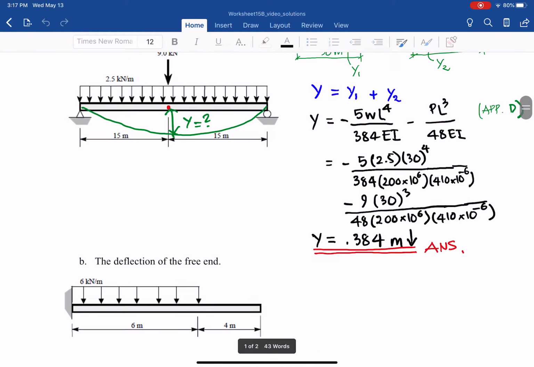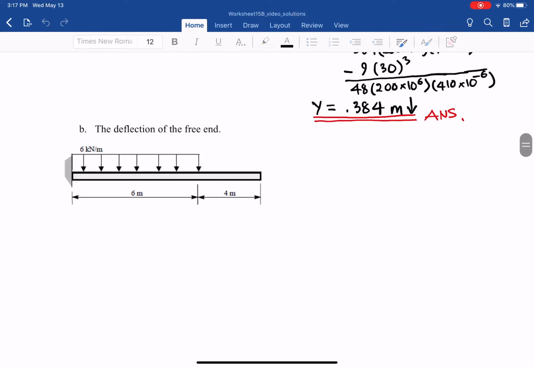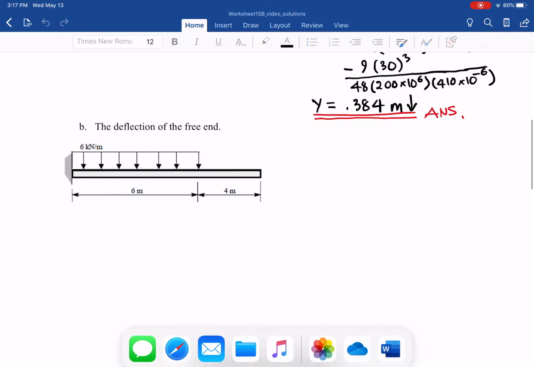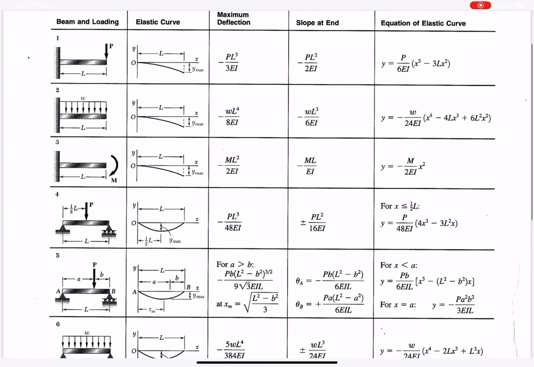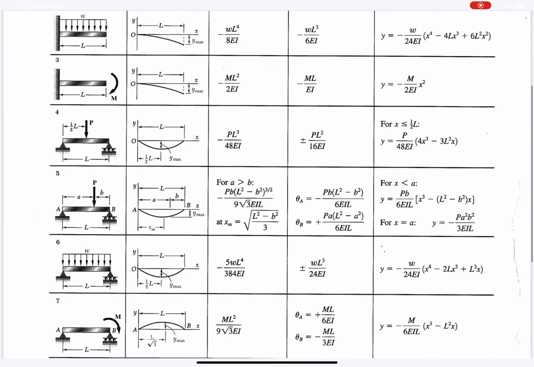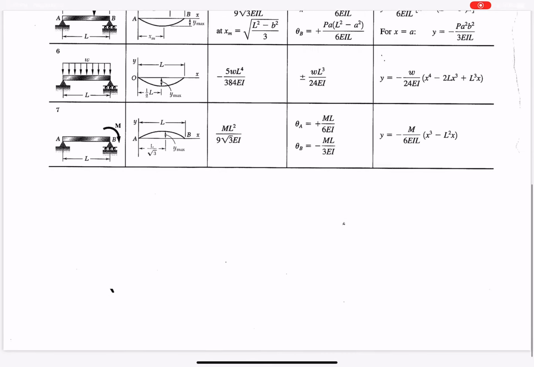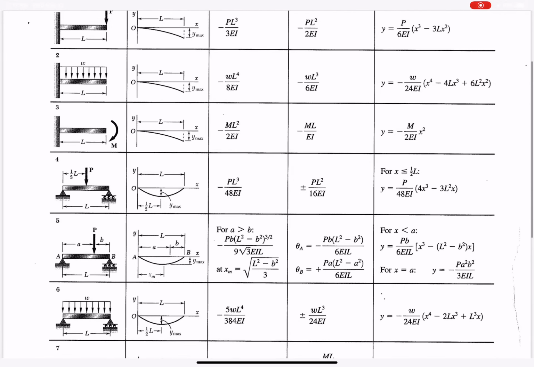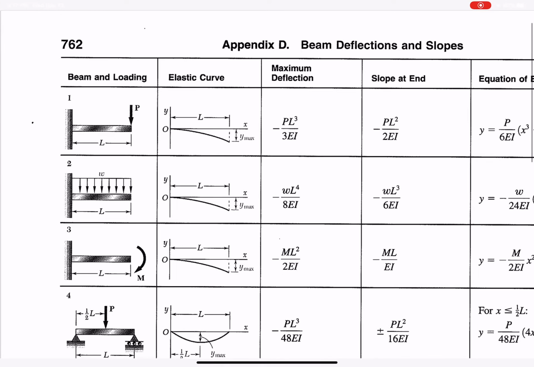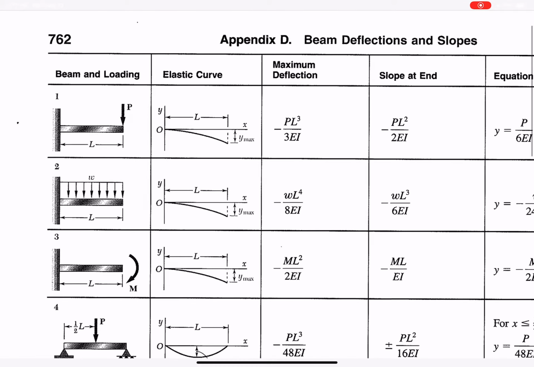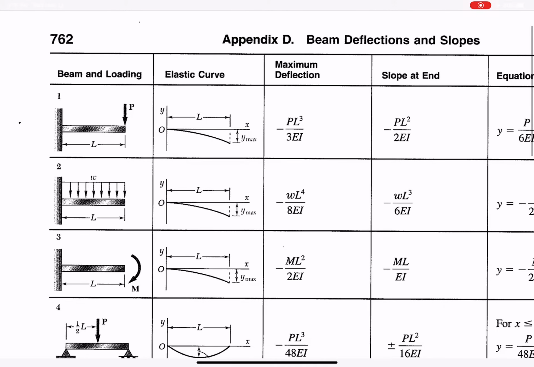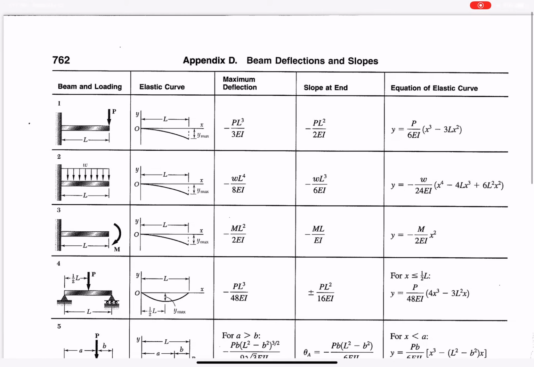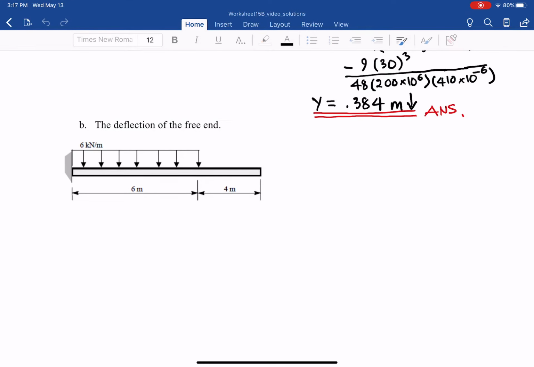Continue worksheet 16B. For part B, we need the deflection of the free end with the load as shown. We need to use Appendix D again to find the superposition. This is a cantilever, and for cantilevers Appendix D only has the first three figures: figure 1, a concentrated load P; figure 2, a distributed load for the full length of the cantilever; and figure 3, the couple at the end. Let's see our problem. Is there anything close?